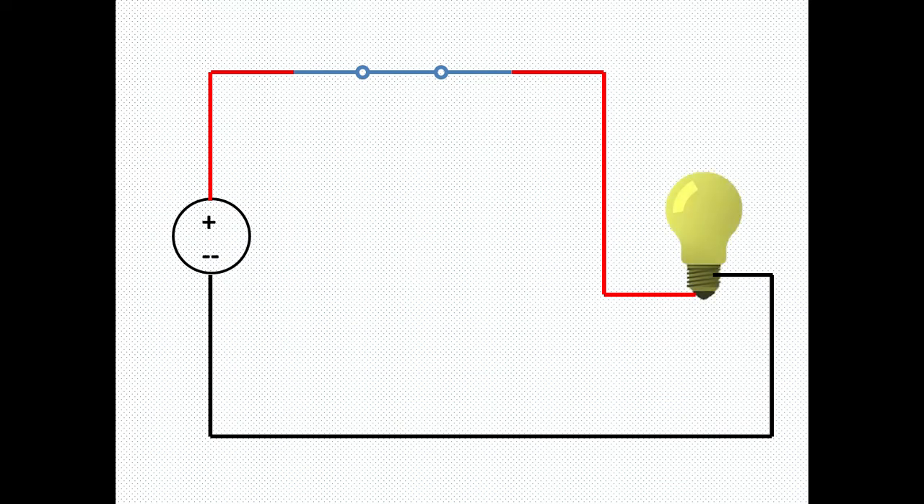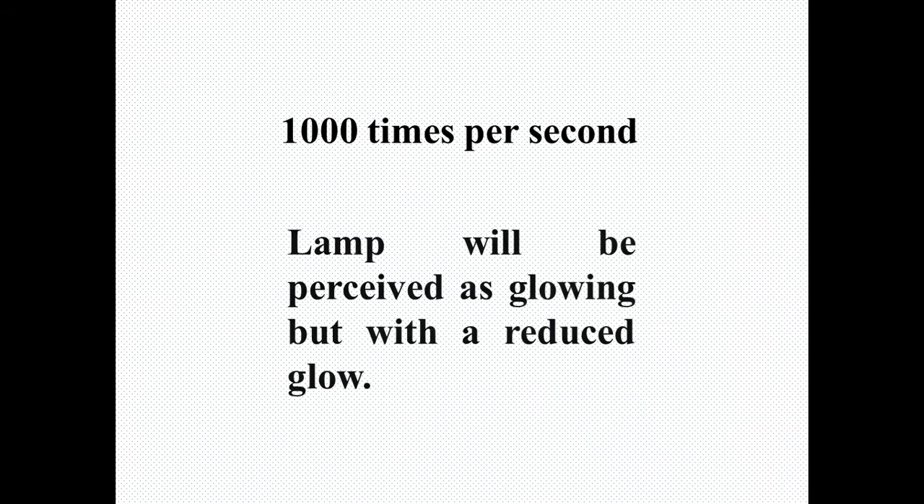If this switching speed is increased to the order of 1000 switch on and switch off in 1 second, then it becomes almost impossible to differentiate between the off state and the on state of the lamp, and it will be perceived as glowing the whole time but with a reduced intensity of glow.